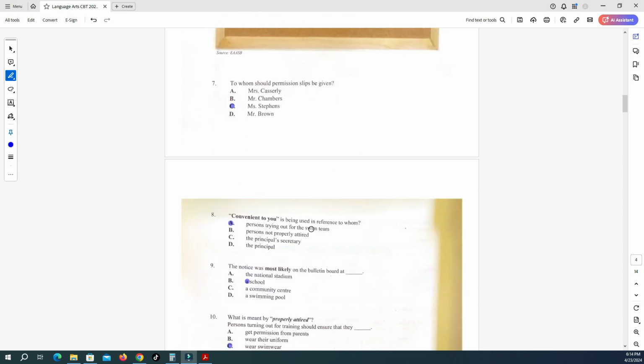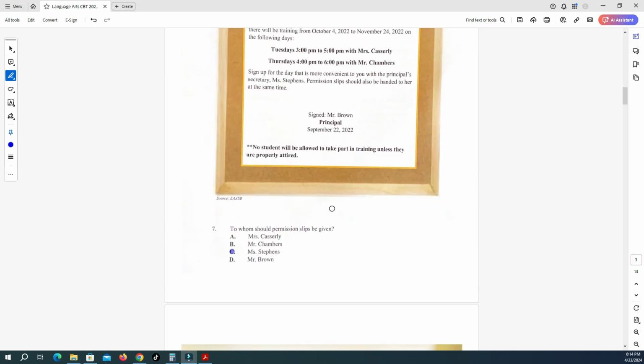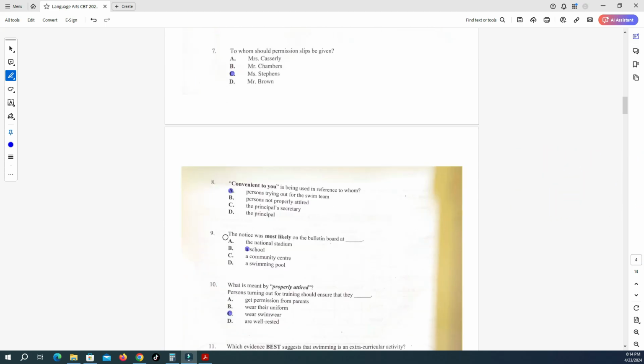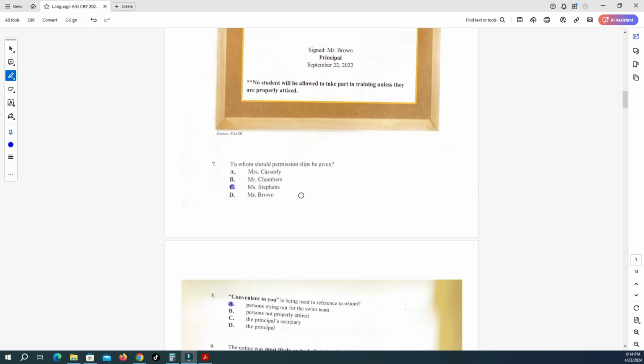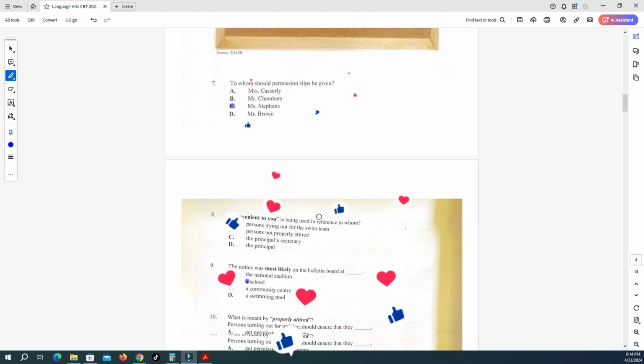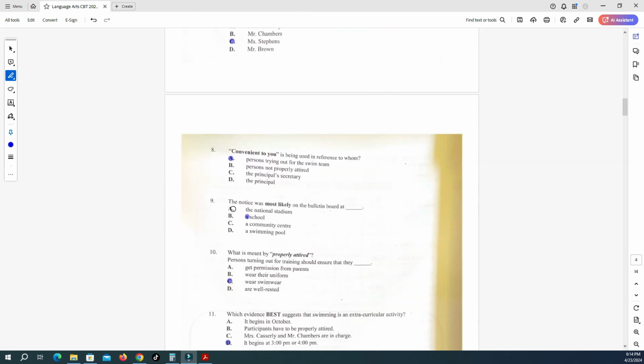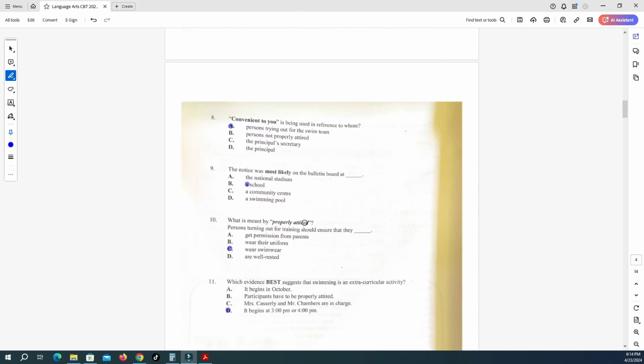Convenient to you is being used in reference to whom? I chose persons trying out for the swim team, right? And the notice was most likely on the bulletin board at a school. I chose a school, right? Principal, right? The notice, okay, I did that already.